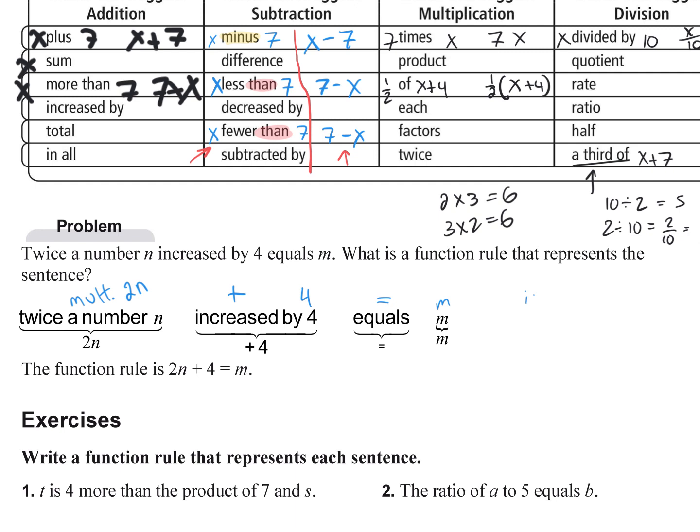There's one that you guys don't have. The word is means equal. If it's not equal, you can also write is. It's not up there in the most commonly used words, but I want you guys to have it as well. But going back to it, we have 2n plus 4 equals m. That is the equation. Now, in the next couple exercises, they want us to write a function rule that represents each sentence.